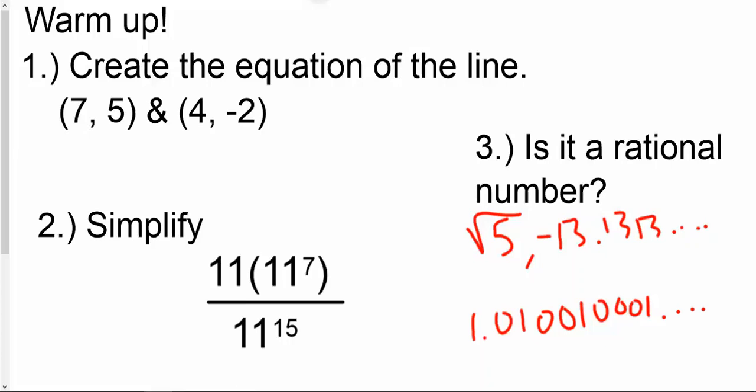Hello, and today we're going to talk about systems of equations and word problems associated with them. So if you could take a second and pause the video here and try these three problems out and come back when you are finished.